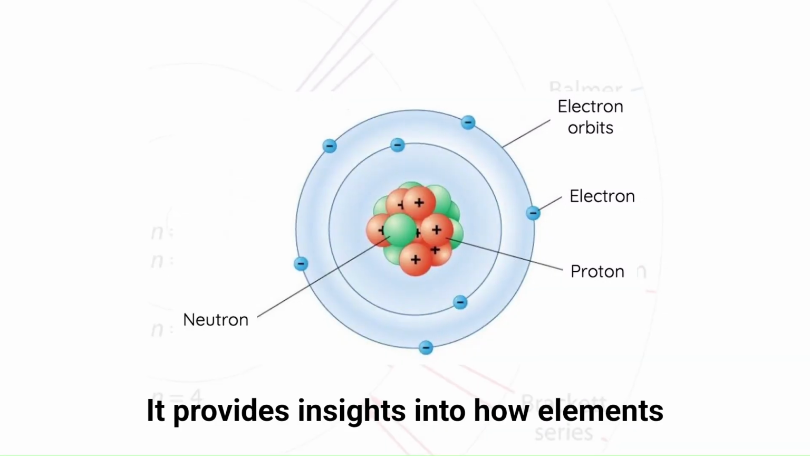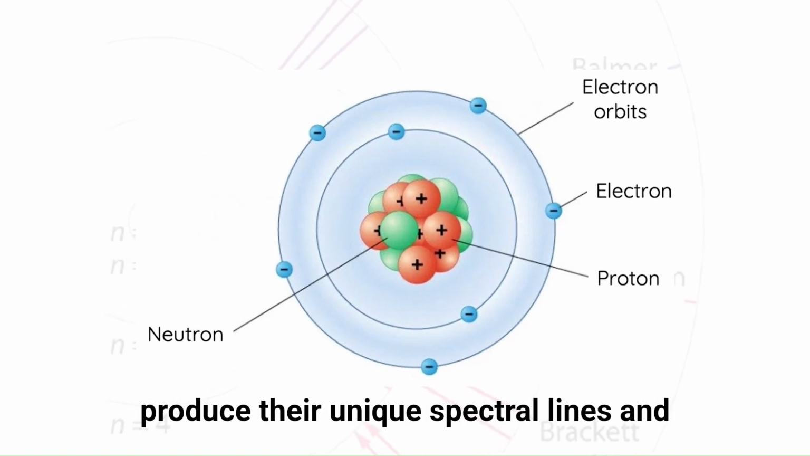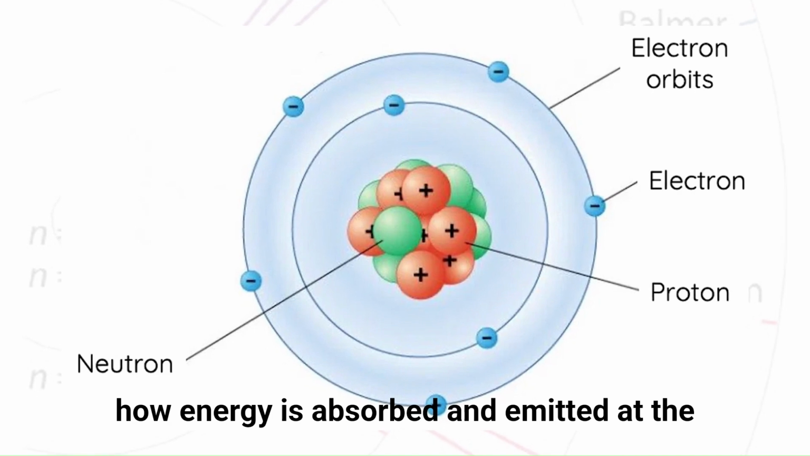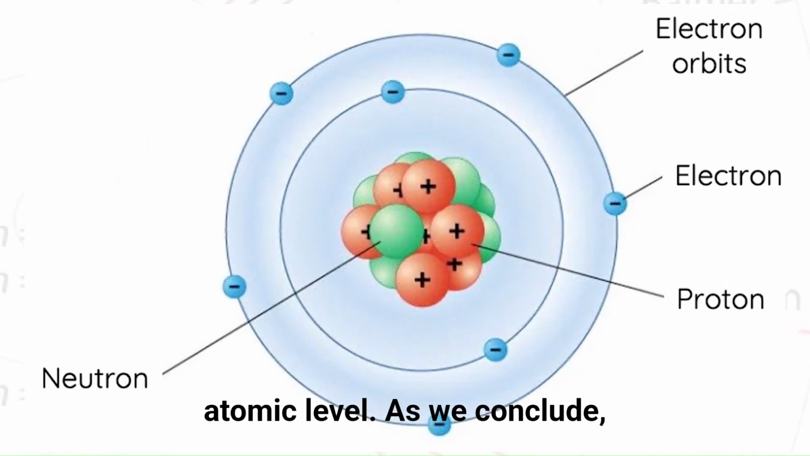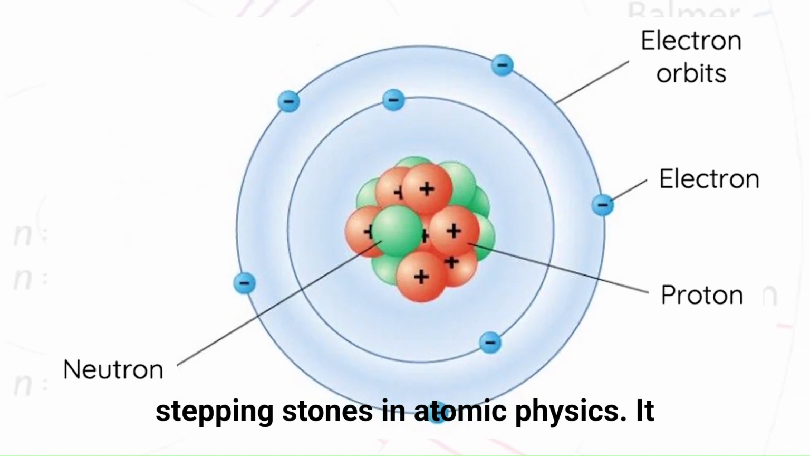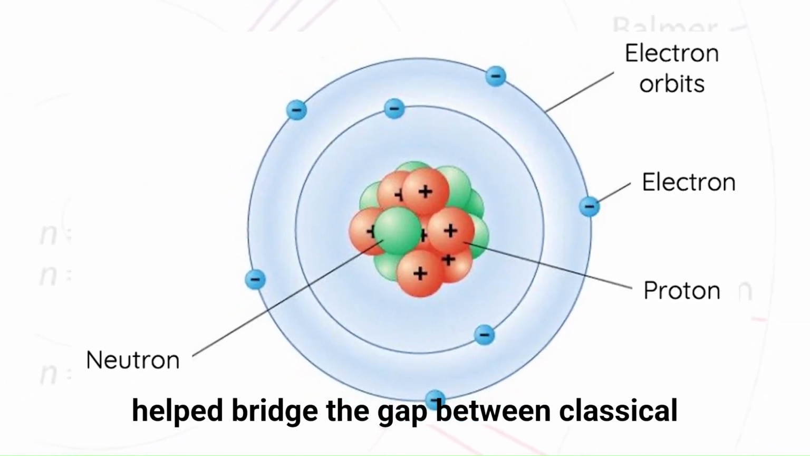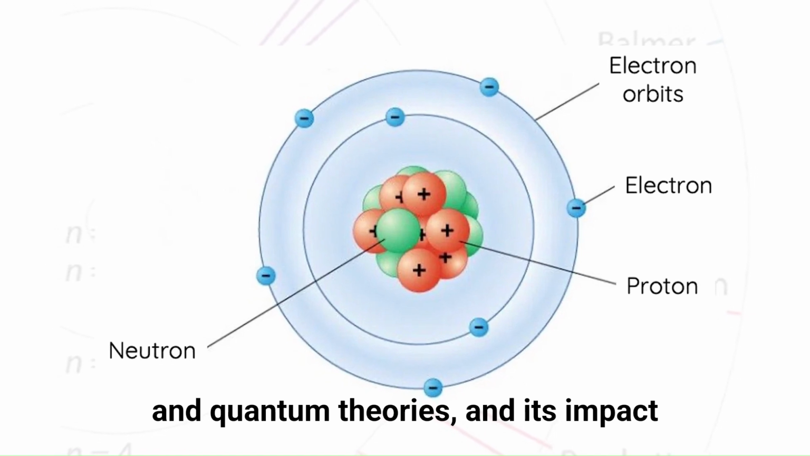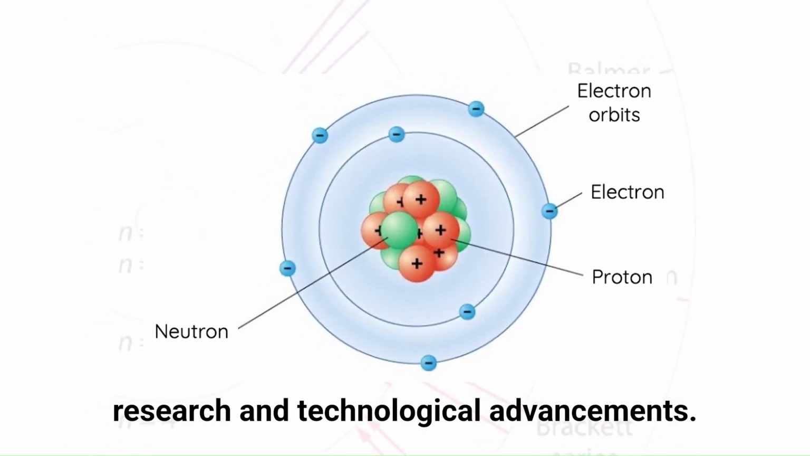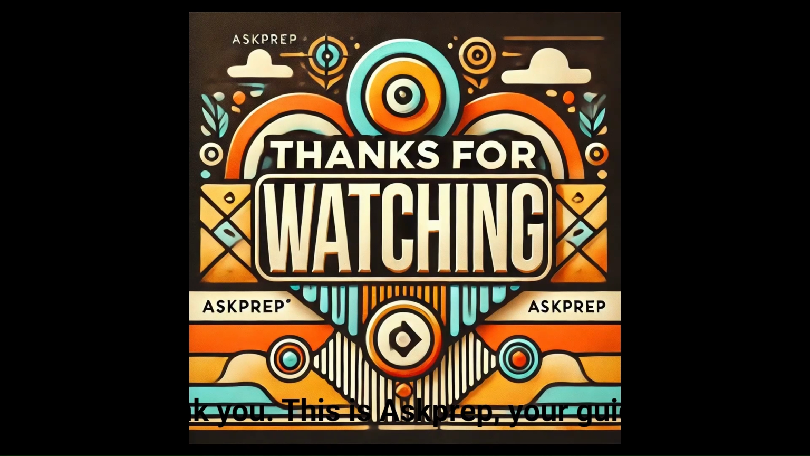emission. It provides insights into how elements produce their unique spectral lines and how energy is absorbed and emitted at the atomic level. As we conclude, Bohr's model remains one of the key stepping stones in atomic physics. It helped bridge the gap between classical and quantum theories, and its impact continues to be seen in scientific research and technological advancements.